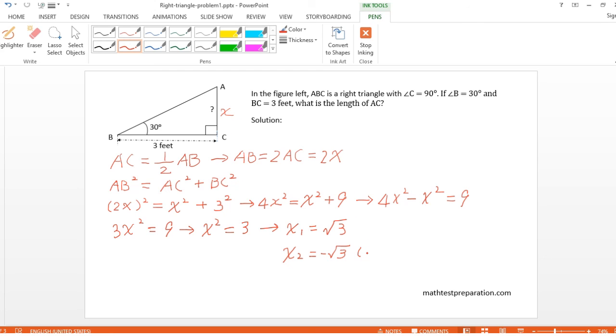so this solution, you should drop this solution. So AC equals square root 3 feet. So in this triangle, the length of AC is square root 3 feet.